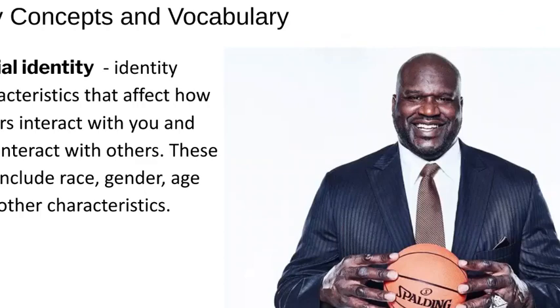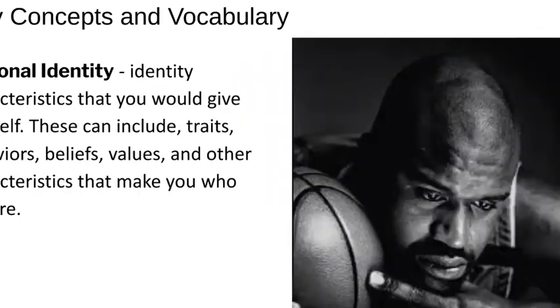So, one thing to think of: social identity. These are identity characteristics that affect how others interact with you and how you interact with others. These can include race, gender, age, whether or not you're a famous basketball player. These are your social identity. Not to be confused with personal identity. Those are identity characteristics that you give yourself. These are traits, behaviors, beliefs, values, and things that make you who you are. That's your personal identity.